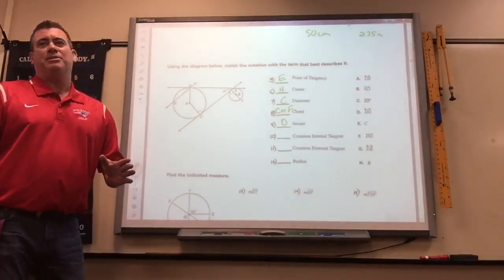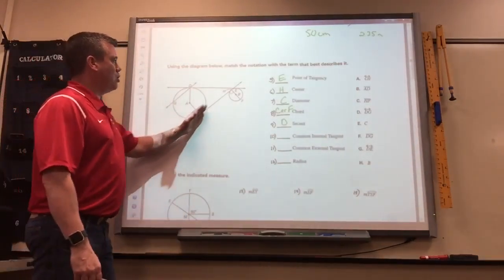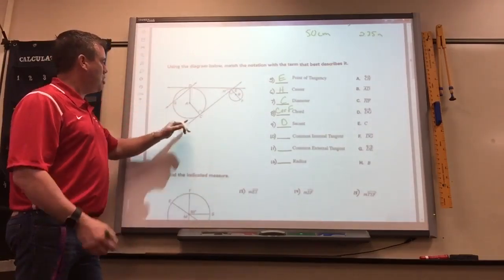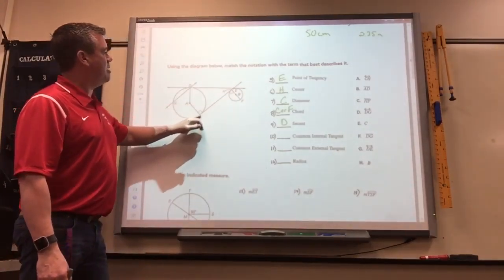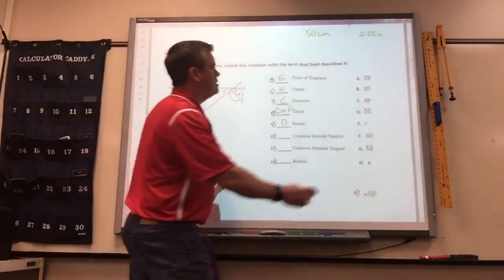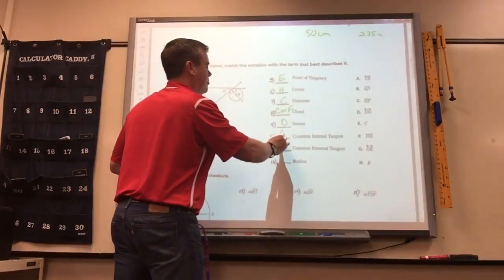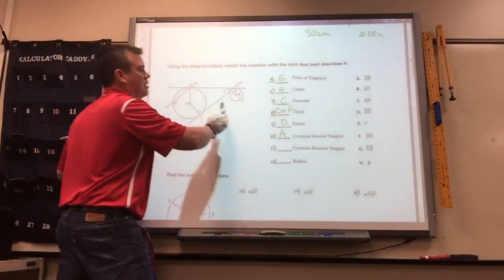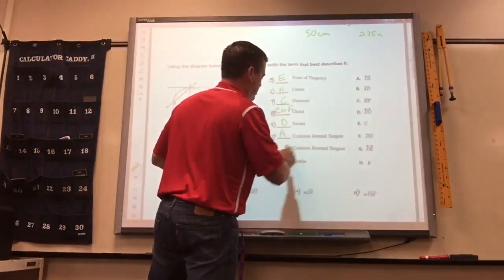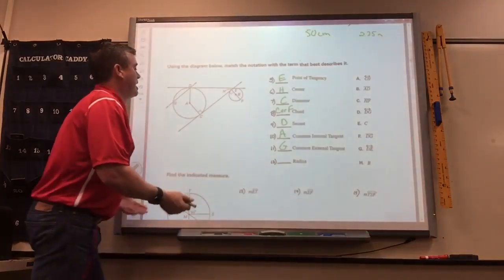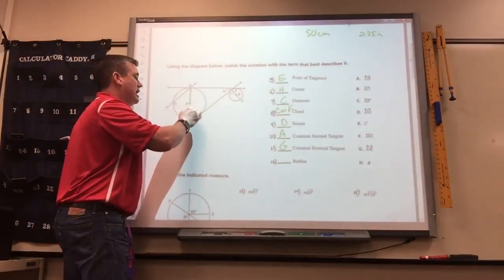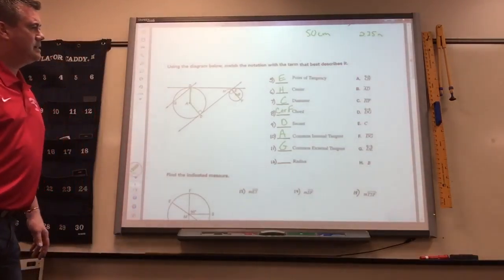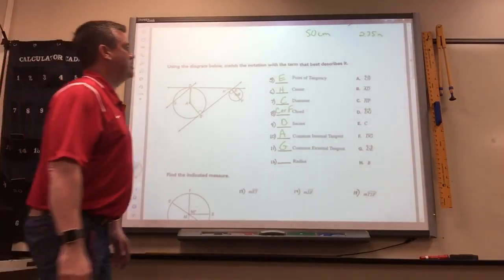Common internal, common external. Internal goes in between them, external does not, stays outside of them. So CH is a common internal, that's A. And then the common external would be DE, line DE, G. And a radius, you've got four choices, AD, AC, BH, or BF. AD they got in there, huh?